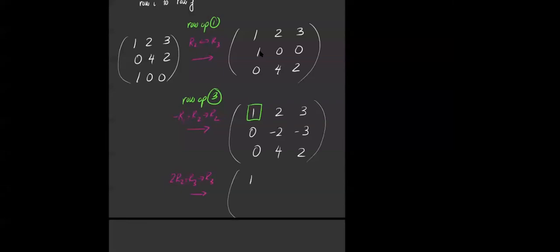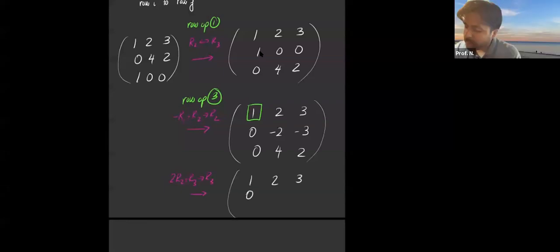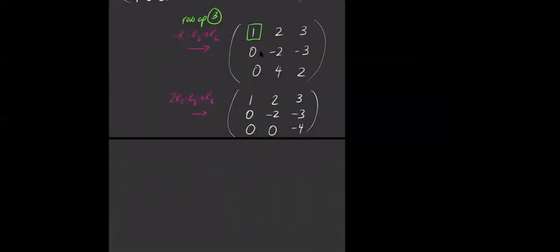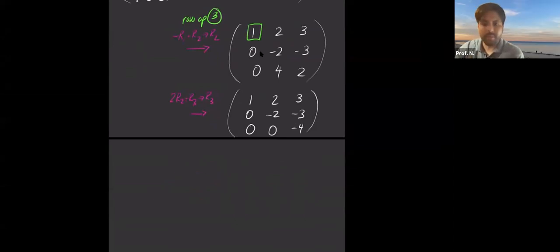So this is 1, 2, 3. This is 0, -2, -3. And this is 0, 0, and then -4. Correct? Then I want to put this into row echelon form, not row reduced echelon form. So then what would I need? Make these all ones, right? So what would that entail?